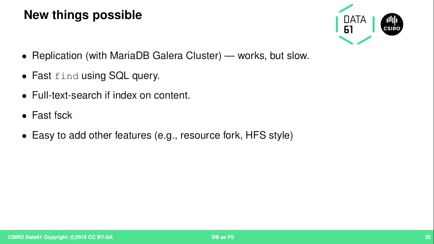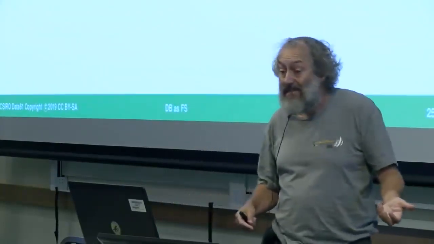We can also do a fast find. Find over a file system at the moment has to do a recursive descent and match all the attributes. That just becomes a database query, and databases are really fast at that stuff. From a 5-minute query to scan and print out all the names, it becomes like a 0.1 second query to print out all the names if you just do it directly through SQL. If we add an index on the content, we can do full text searches. I said we didn't need it, but if you do need it, you can write one that's really fast. And it's easy to add other features like resource forks.